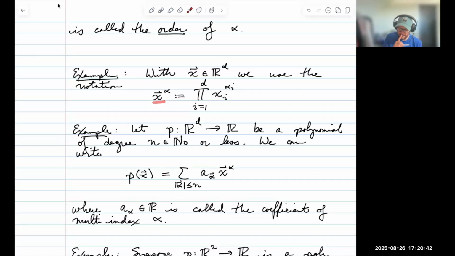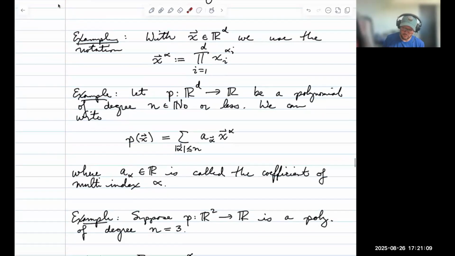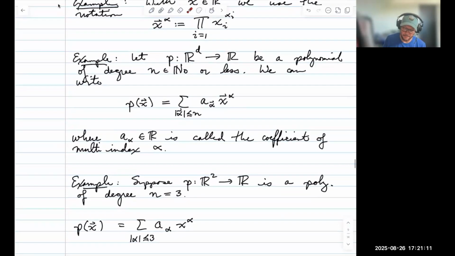take every entry of this vector x and we're going to raise it to the corresponding entry of that multi-index. And then we're going to take the product of that. So x to the alpha means we're going to take x1 to the alpha 1 power times x2 to the alpha 2 power times x3 to the alpha 3 power. This is useful for expressing things like polynomials. Okay, and we'll come back to this example next time.